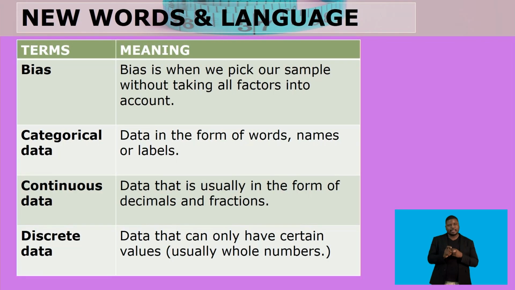Hopefully, you learned something. If it didn't come back to you, let's now go on to new words and language. So, bias. Bias is when we pick our sample without taking all factors into account. Categorical data, that is data in the form of words, names, or labels. Continuous data, that is data that is usually in the form of decimals and fractions. Discrete data, data that can only have certain values, and those are usually whole numbers. So a bit of maths there. Let's go to the next one.